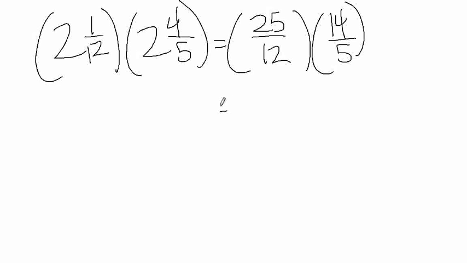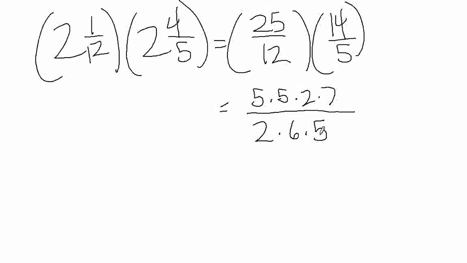If I do that, I'm going to get a big product for the numerator. However, let me do the following first. Instead of doing 25 times 14, I think you would agree that that's the same as 5 times 5 times 2 times 7. All right? And on the bottom, where I have 12 times 5, that's the same thing as doing 2 times 6 times 5.